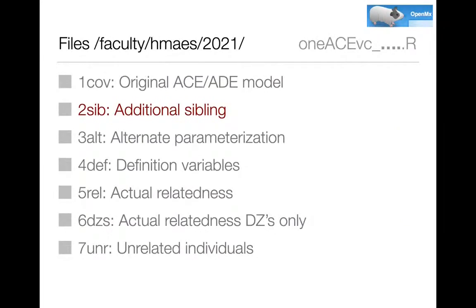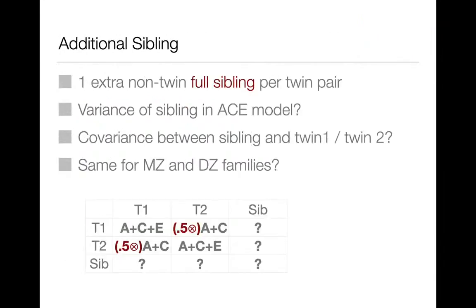The first of which is we're going to add an extra sibling. As I said, we've simulated data for twin pairs, but included an extra sibling. So the question is, what would be the variance of this sibling in an ACE model? And what would be its expected covariance with either twin 1 or twin 2? And is this the same for MZ and DZ families?